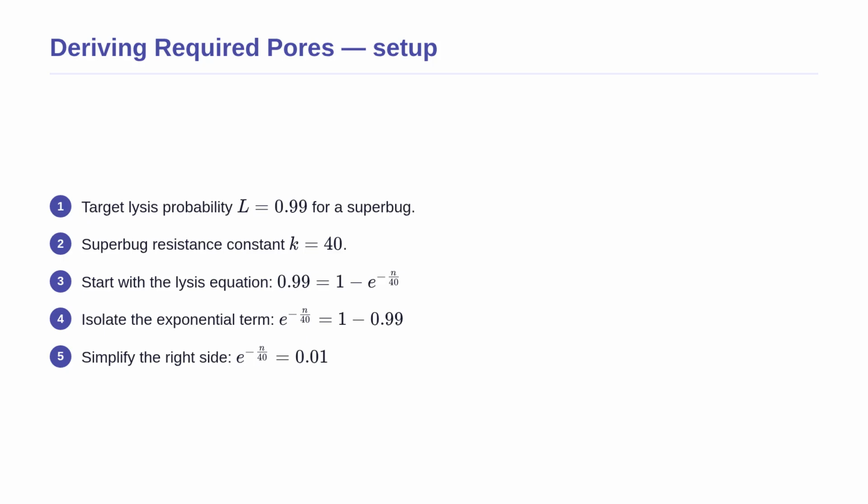We are working backward from a desired biological outcome to find the required biological input, which is the number of pores. We set our target probability to 0.99 on the left and insert our resistance of 40 on the right. Our immediate goal is to isolate the exponential term. By subtracting 0.99 from 1, we find that the exponential term must equal 0.01, representing the strict 1% survival chance we are allowing.